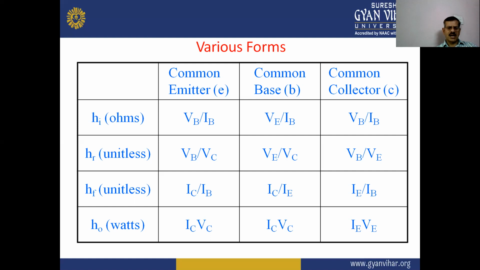Next parameter is ho, in siemens. So ho equal to IC upon VC for common emitter, and for common base this will be equal to IC upon VC, and for the common collector this will be ho equal to IE upon VE. So these are the different parameters and have different values in different configurations.